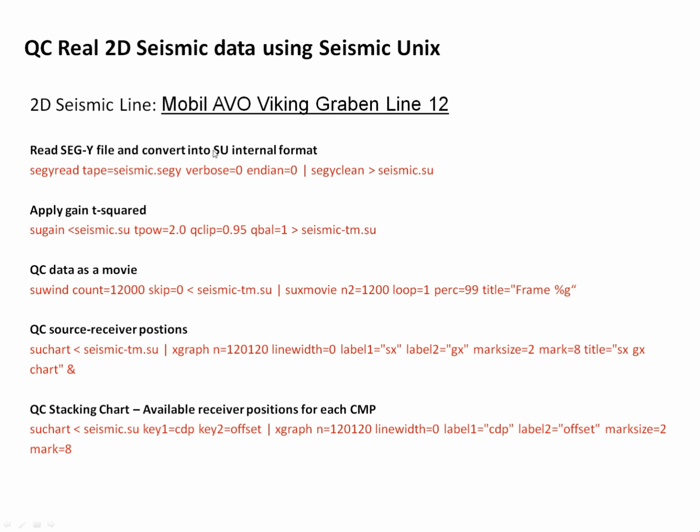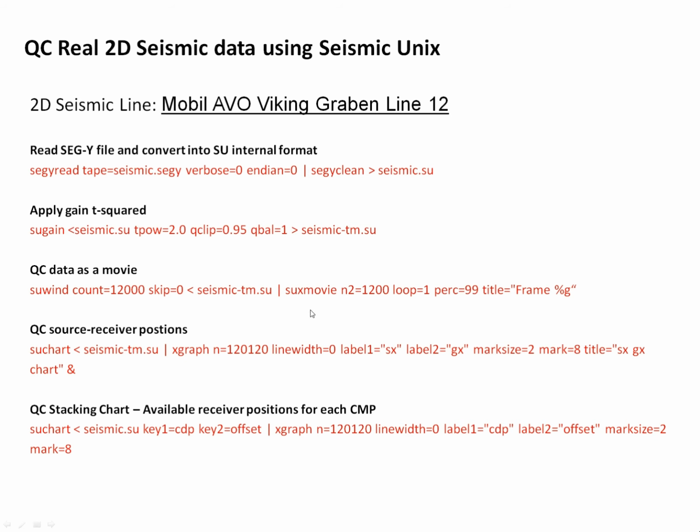Okay, once you have the seismic.segy file downloaded, you need to read it in Seismic Unix and change it to seismic.su. SU is the Seismic Unix file format, which is what Seismic Unix can read. The first step is to convert your seismic.segy file into the Seismic Unix file format, and then you can apply gain on it. You can apply a t-squared gain. You need to check these parameters to make a good balance.